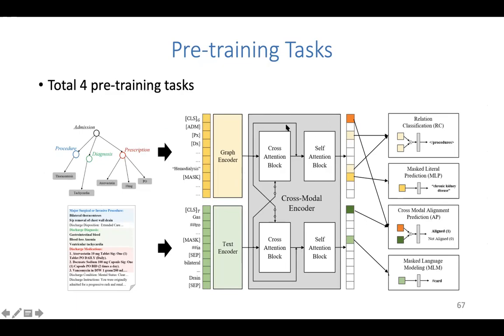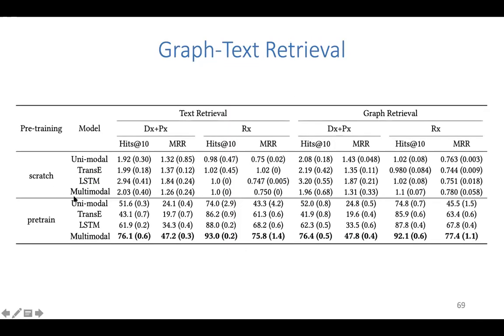I mean, the layer size would be the same. It's just that the number of parameters would be the same. It's just that the multimodal model has a cross-modal layer, and the unimodal model doesn't have a cross-modal layer, but the number of parameters will be the same.